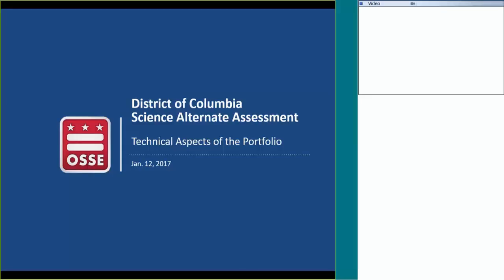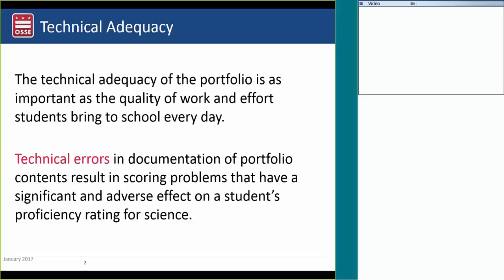A couple of thoughts I want to start you off with this morning. One is the technical adequacy of the portfolio is as important as the quality of the work and effort that students bring to school every day. So you might be asking yourself, well, what is technical adequacy?